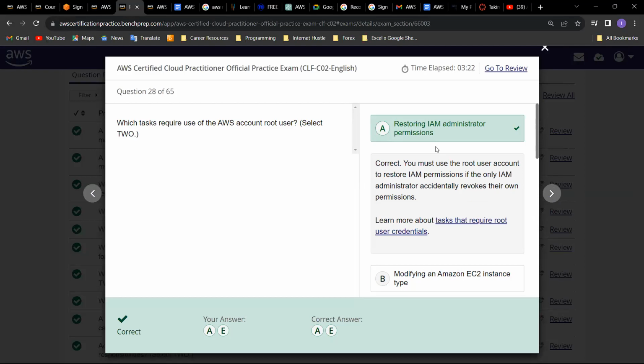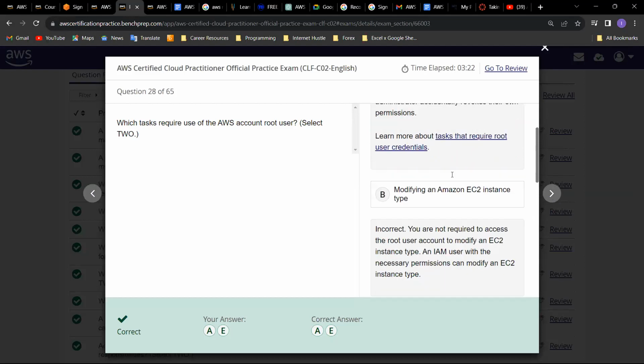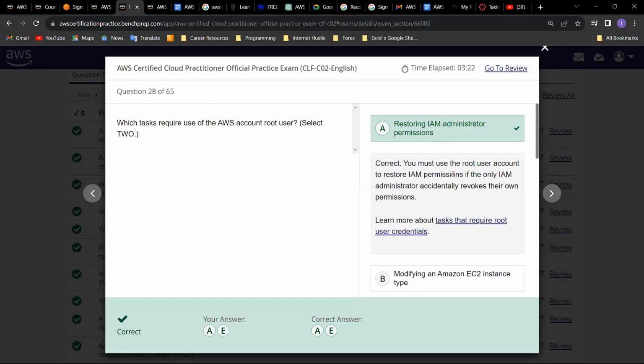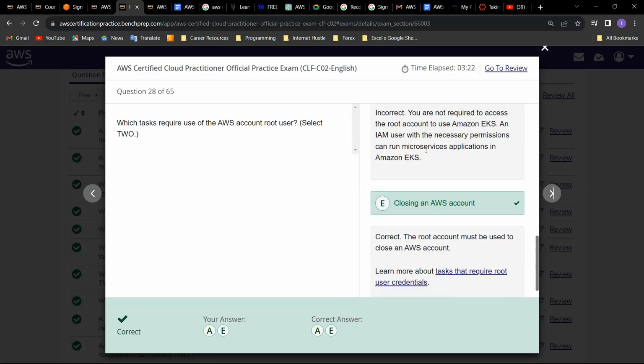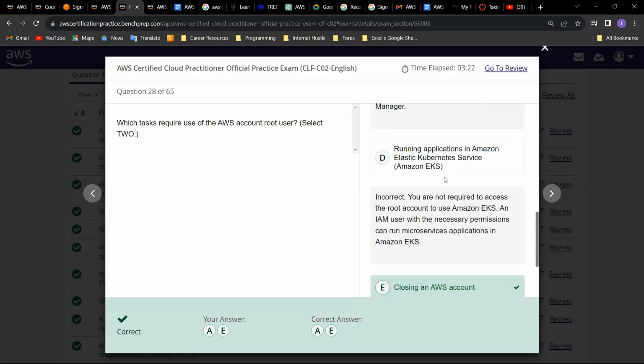Right. So question 28, we had people with different answers. With the IAM root user, yes, that is what you can do. You can use it to restore the administrator permissions, and you can as well use it to close an AWS account. There's also another one that says you are able to use it to change your AWS support plans and all that. So that's what you can use the account to do.